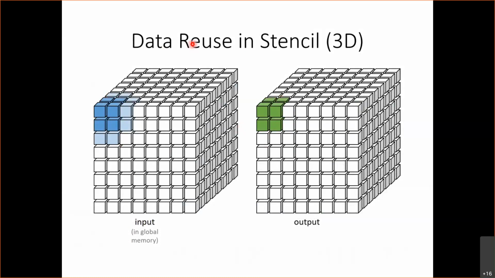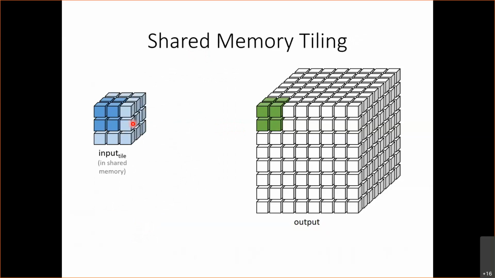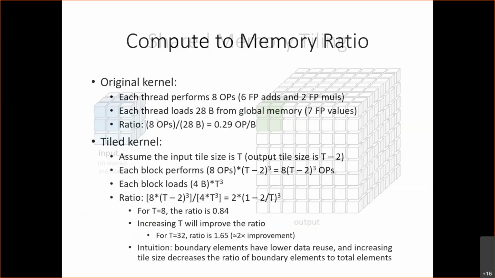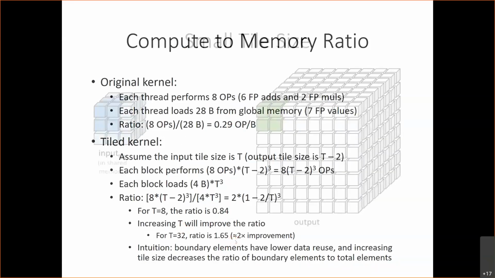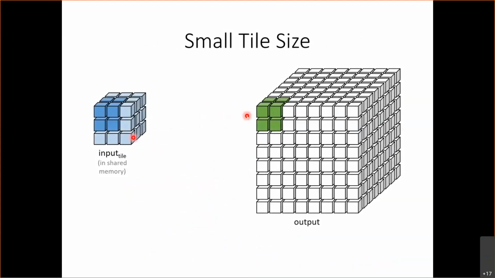Because of this data reuse in stencil, the way we usually deal with data reuse is through shared memory tiling. So we saw how we can load our input tile into shared memory and then use it in order to compute the output elements. Next, we analyzed the compute to memory ratio, and we saw how with tiling, we're able to improve the compute to memory ratio. We also saw how the more we increase the tile size, the better the compute to memory ratio is. So we wanted to go from the small tile size that we were using to a larger tile size.